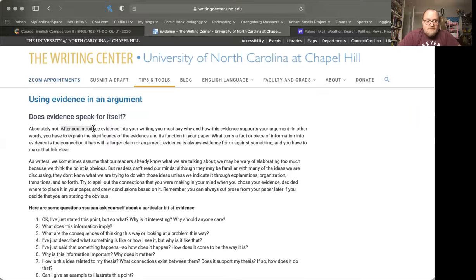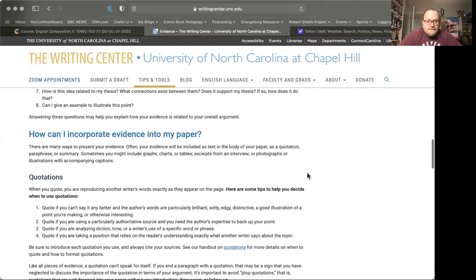It says here that after you introduce your evidence into your writing, you must say how this evidence connects to your argument. In fact, there's a process of introduction, integrating a quotation or summary, and then explaining it, okay? There is a process that goes along with this. And actually what's interesting about this process is if you do it right, it actually draws out the length of your paper as well as strengthens the argument you're making, okay?